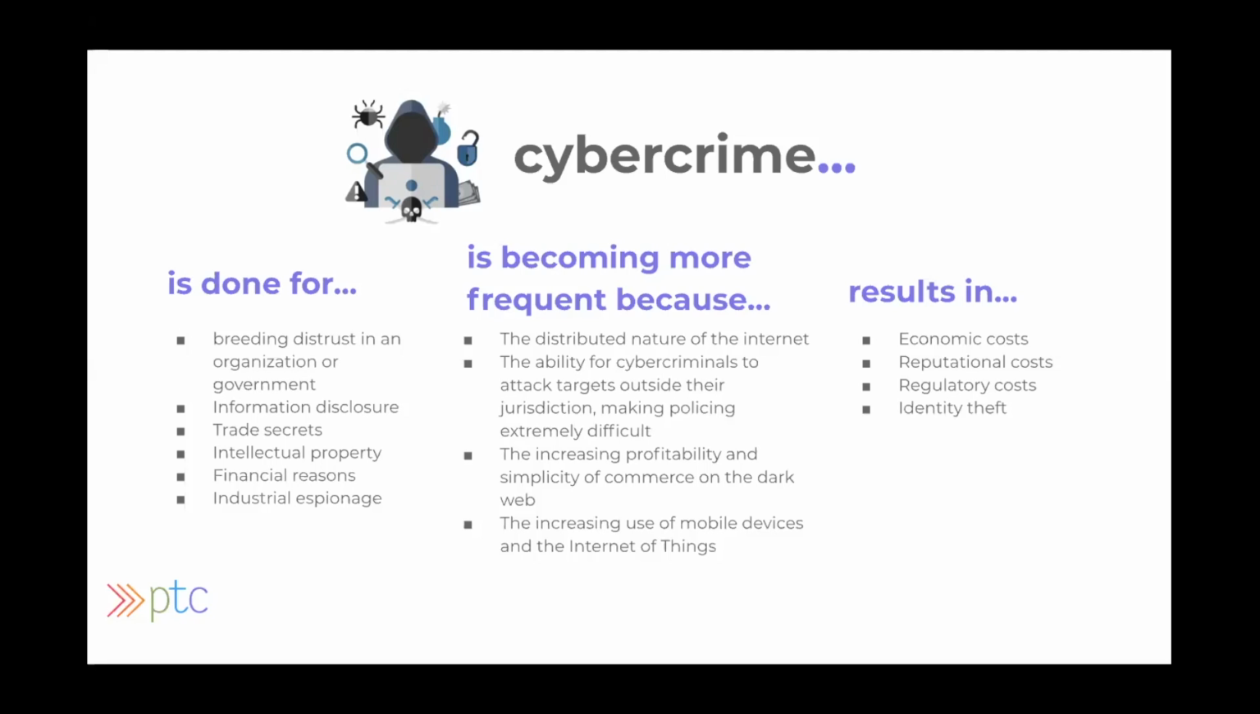Now, there are various motives for why cyber criminals do what they do, some of which are with an intention to harm a person by stealing their identity or to compromise data integrity to propagate distrust in an organization or a government. Also to disclose information or reveal trade secrets and intellectual property. Also, there's the motive to get rich off of insider trading, identity theft, and such, as well as industrial espionage.